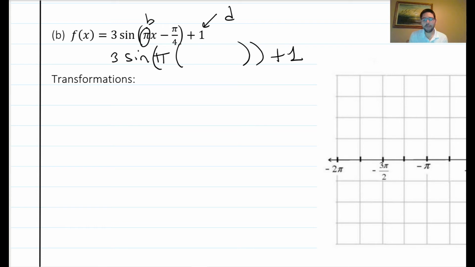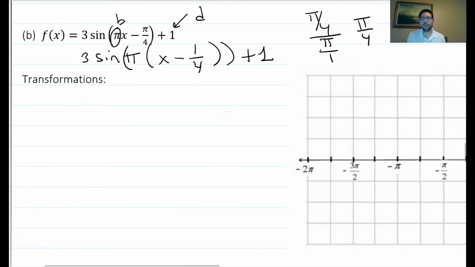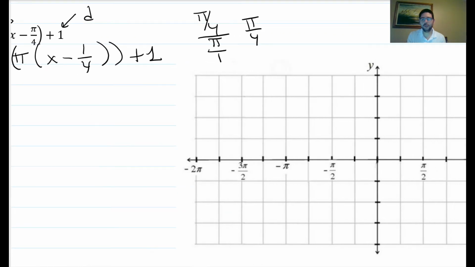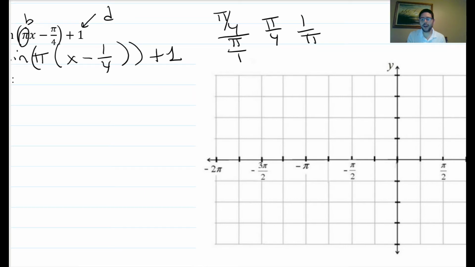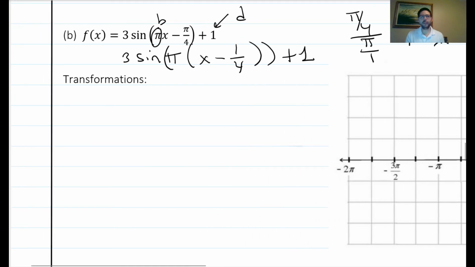So if I pull out a pi from pi x, that's just going to be x. If I pull a pi from pi over 4, well, then that means the pi cancels, and that leaves me with 1 over 4. Okay? Again, if that's confusing, just do whatever you start out with, divided by whatever you're pulling out. Take that and flip it to 1 over pi, and then the pi is canceled, and you can kind of see it's 1 over 4. So that's just a quick way of doing that.